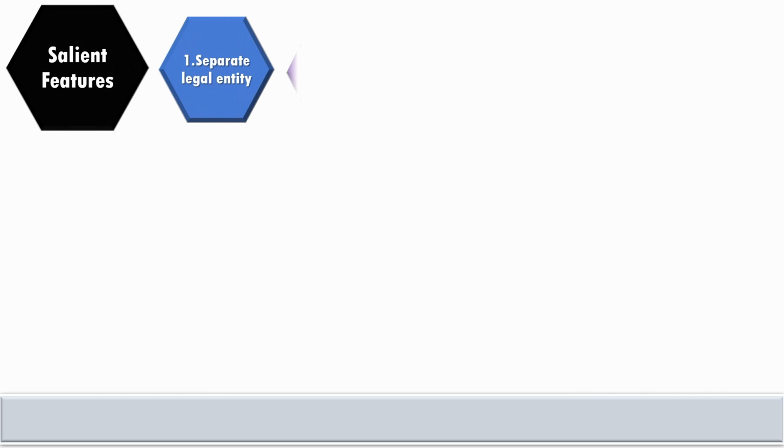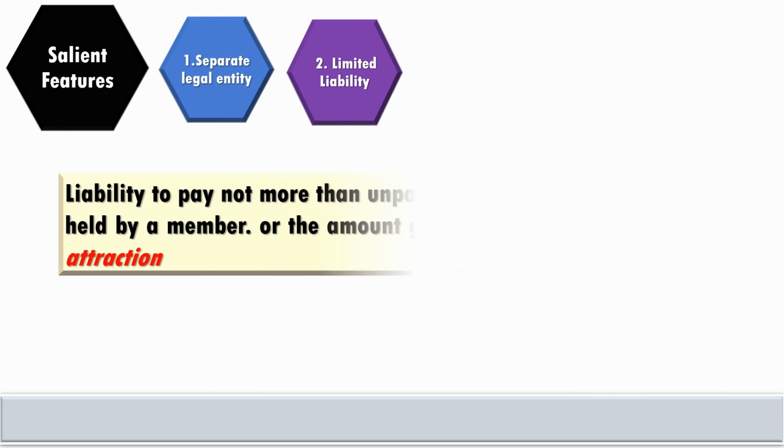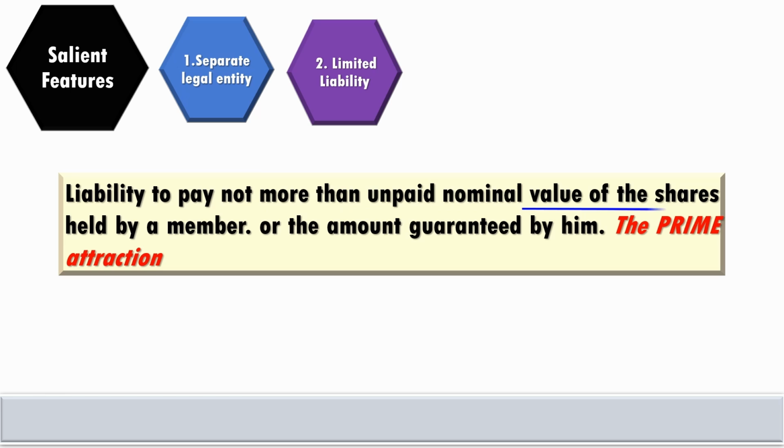The second unique feature is limited liability. This concept of restricting liability to the extent of nominal value unpaid gave lot of security to investors who wanted to have their private property not exposed to the business risks. And this unique feature helped company to grow up as the most popular organizational structure for business.